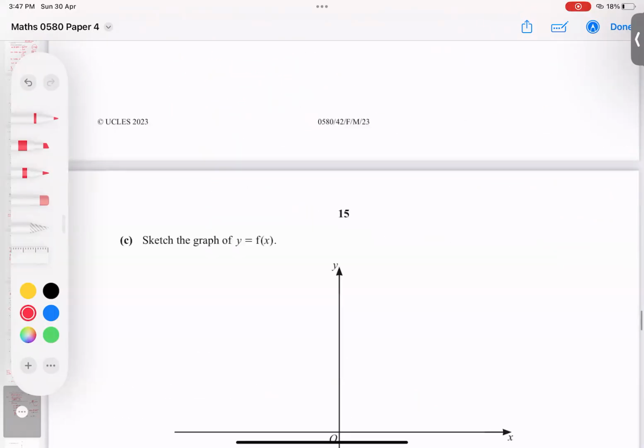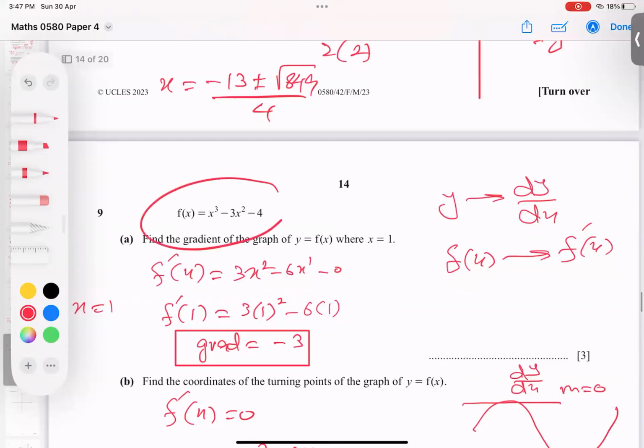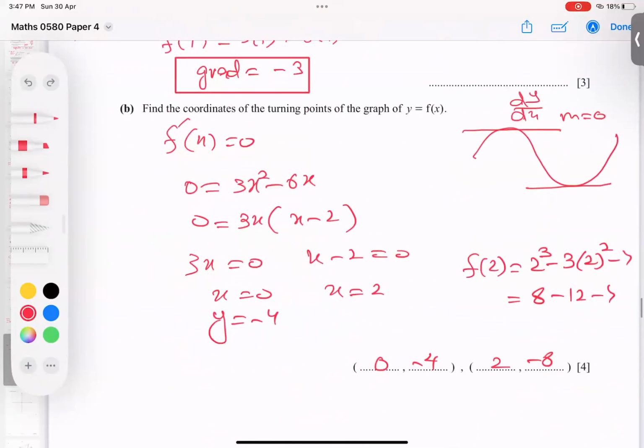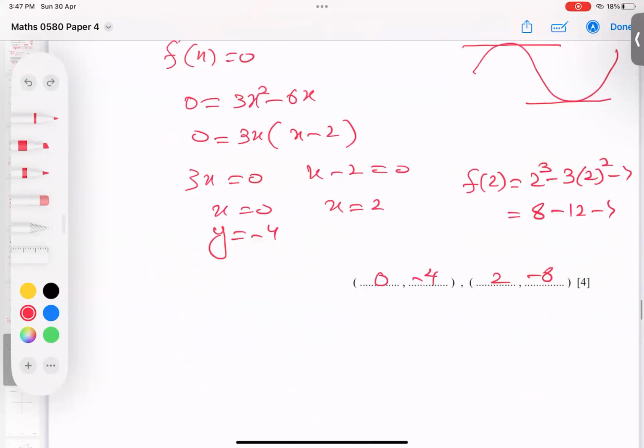And he's saying sketch this curve. Whenever sketching is required, we always go for two important things. First of all, the best technique: where is the turning point? 0 and 2.